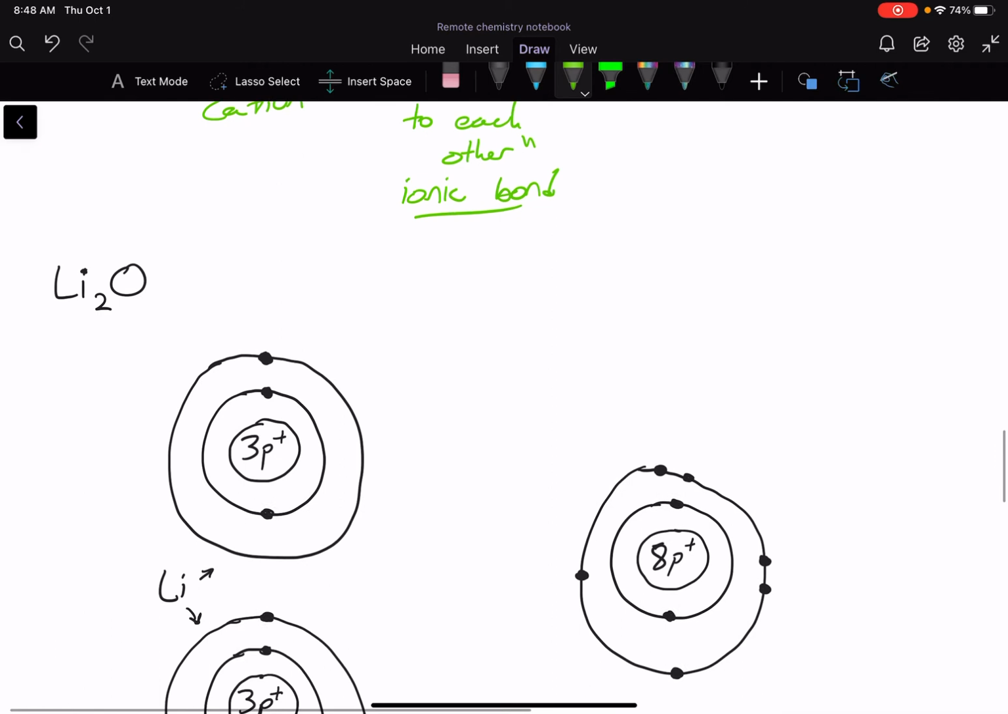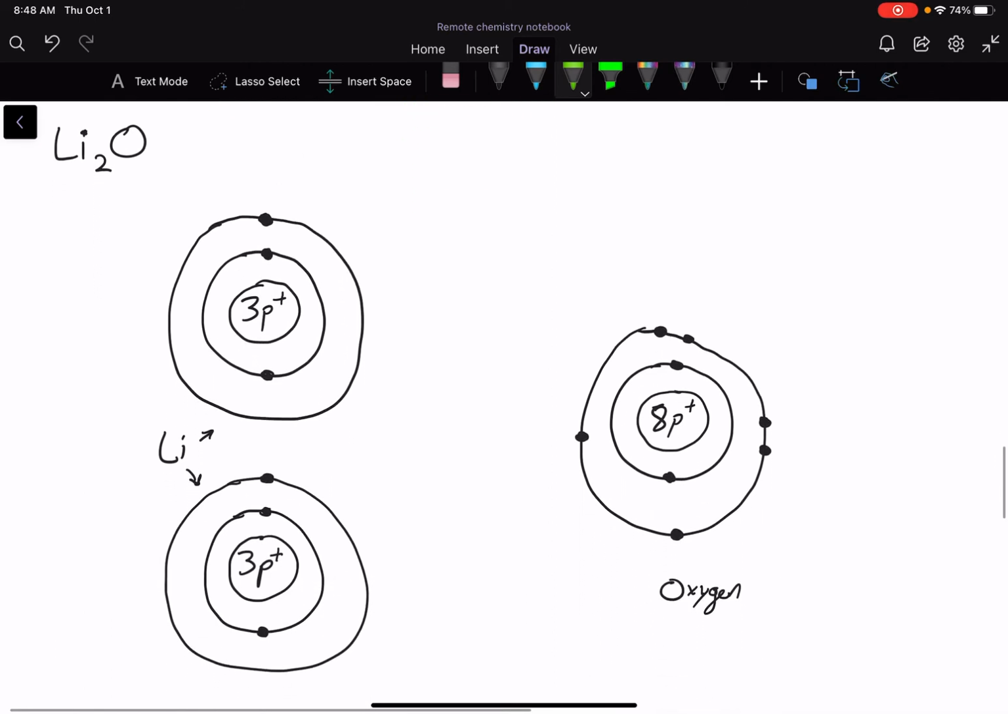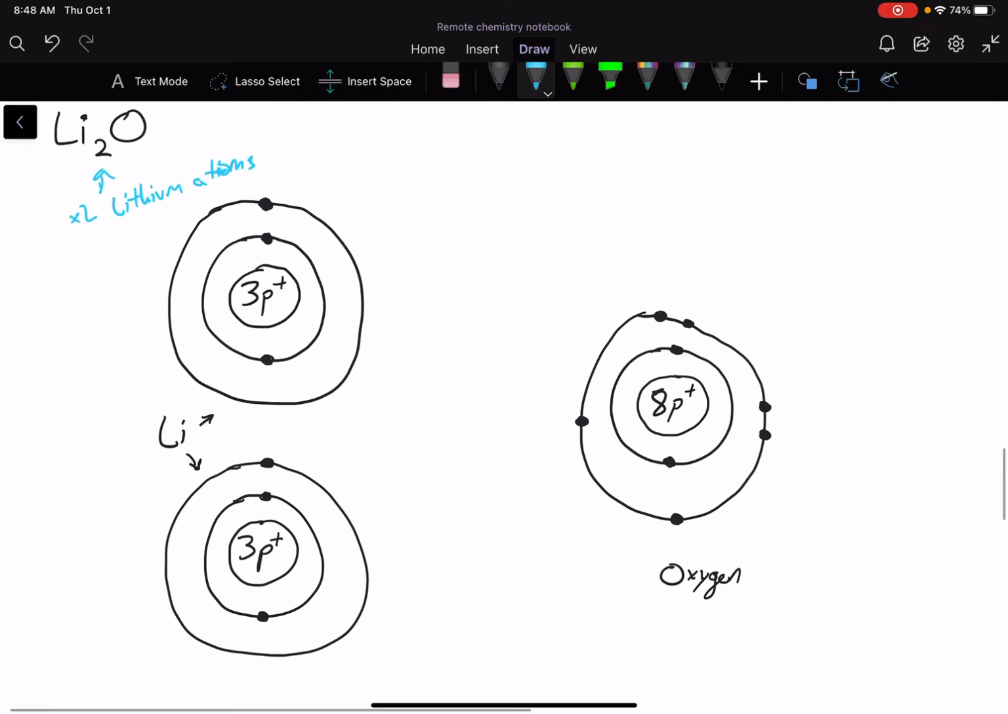All right, so let's take a look at one a little bit more complicated. So now we have Li2O, and this 2 just means you have 2 lithium atoms. So there's 2 lithium atoms in this compound. That's what that little subscript 2 means.